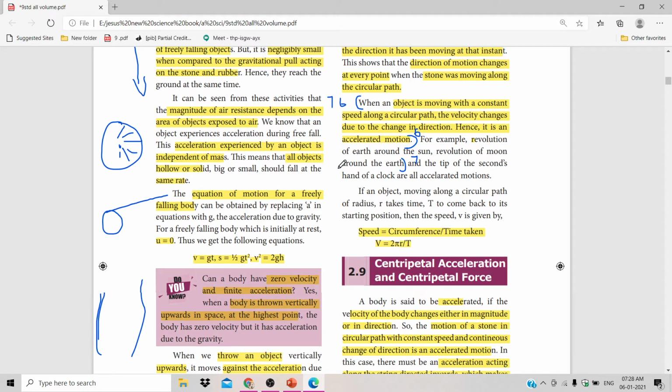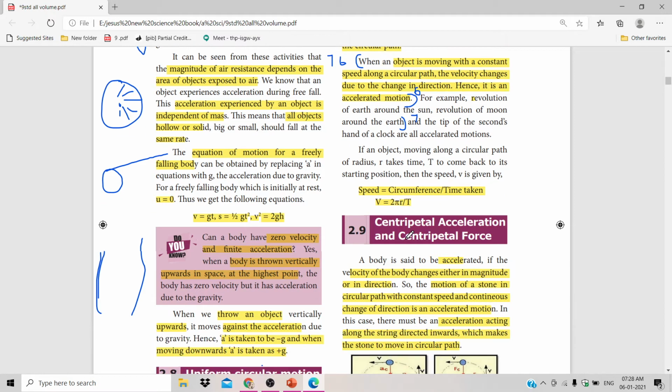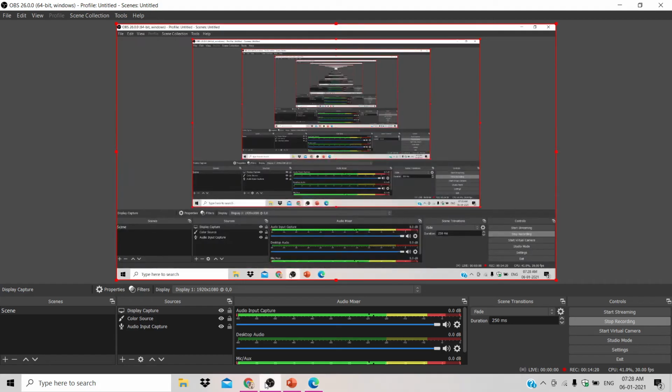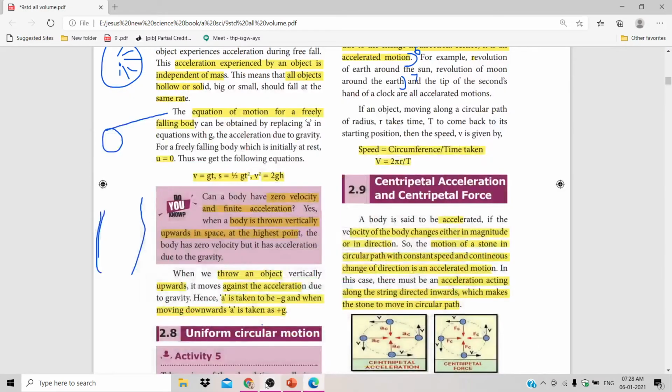That is an example of uniform circular motion. The formula for speed is circumference divided by time taken. The circumference of a circle is 2 pi r, so speed is 2 pi r divided by t. Then we are going to learn about centripetal acceleration and centripetal force.